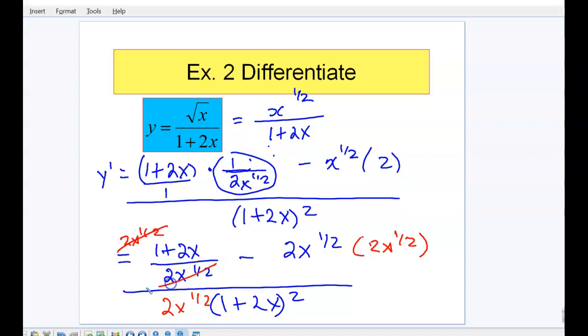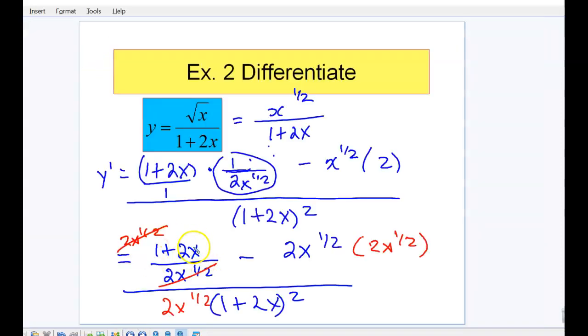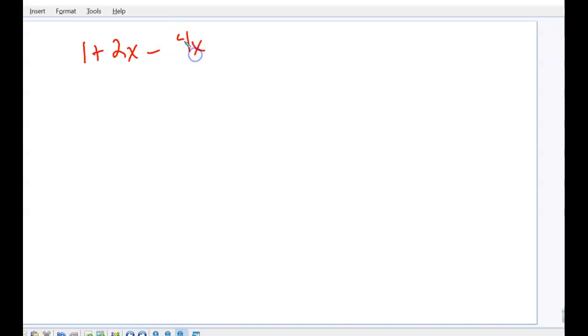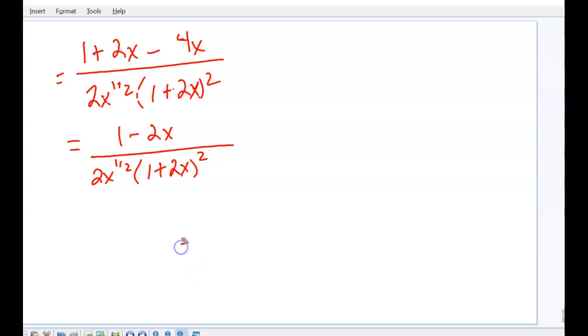So in this first term, these two are going to cancel out. So I'm going to be left with just 1 plus 2x, which is the numerator here, minus, when I multiply these two together, I get 2 times 2 is 4, and x to the 1/2 times x to the 1/2 is going to be minus 4x. And this is all over 2x to the 1/2 times 1 plus 2x all squared. And now when I simplify, I'm going to get 1 minus 2x all over 2x to the 1/2 and 1 plus 2x all squared. And that would be your final answer.